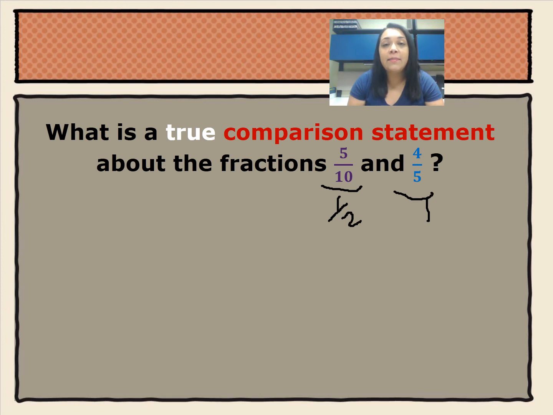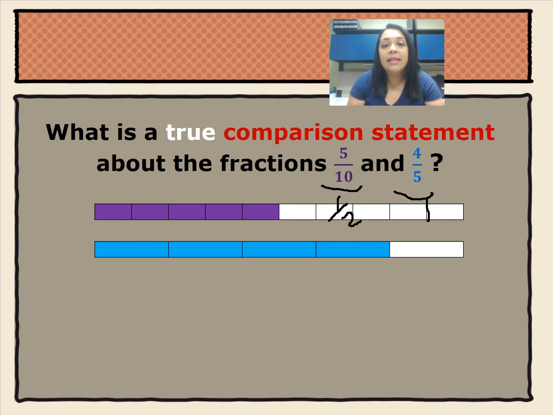Let's take a look at some models. The first model shows 5/10 or 1/2. The second model shows 4/5, which is closer to 1. That means 5/10 is less than 4/5, and 4/5 is greater than 5/10.